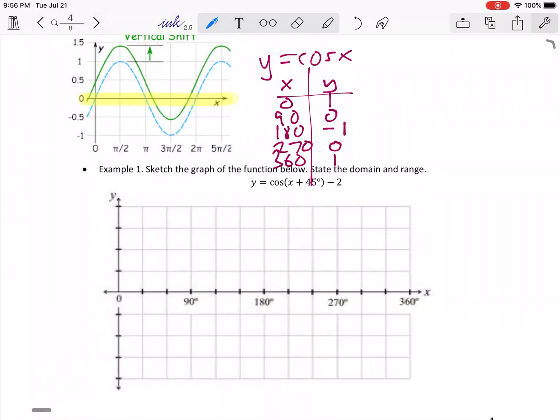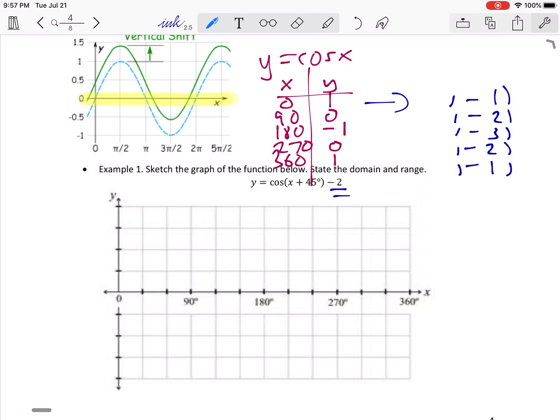Okay, so now let's map that for the new function. So what's happening here is your y value is going to go down by 2. So instead of 1, we're going to have -1, and then 0 will turn into -2, -1 will turn into -3, 0 is -2, and 1 is -1. Okay, so there's your y values.